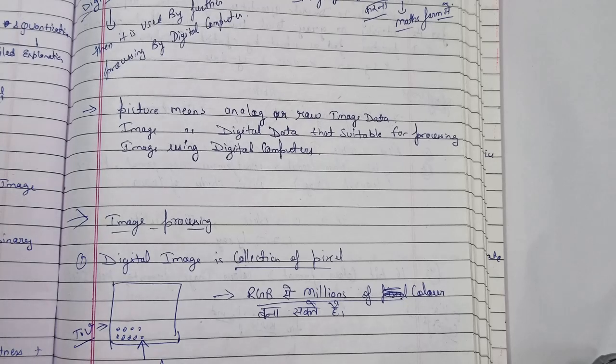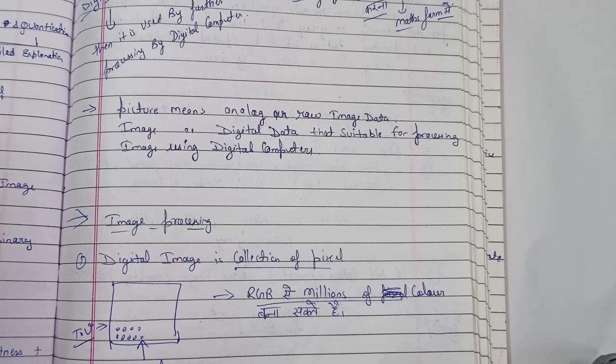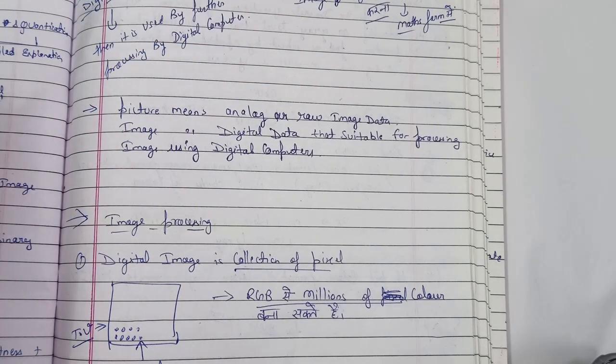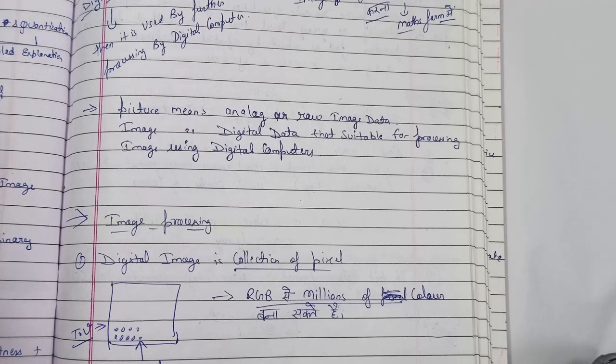Now the question which comes to our mind is what picture means here. Okay, so picture means analog or raw image data. Okay, in digital image processing, if we talk about picture, picture is nothing but analog or raw image data. Okay, what does image mean here? Image means digital data that's suitable for processing images using our digital computers.